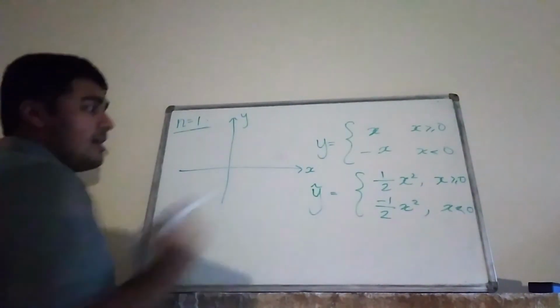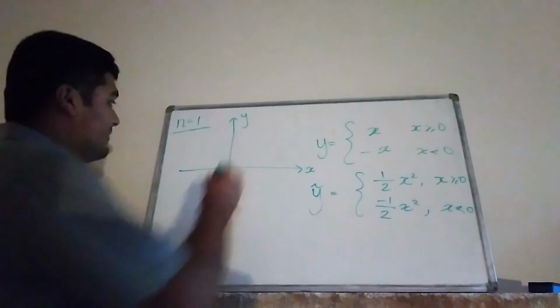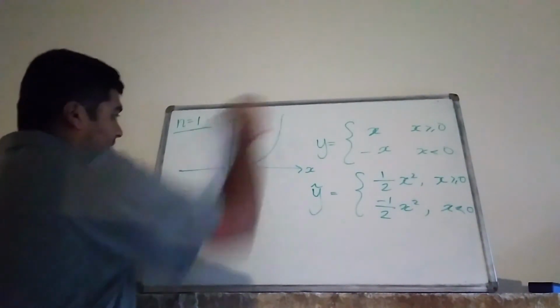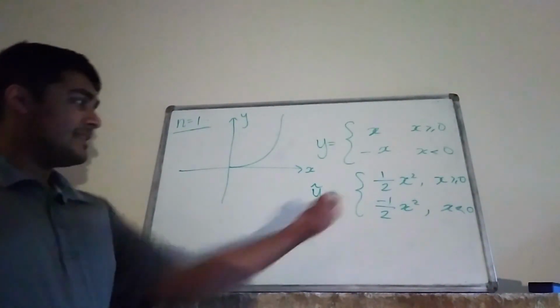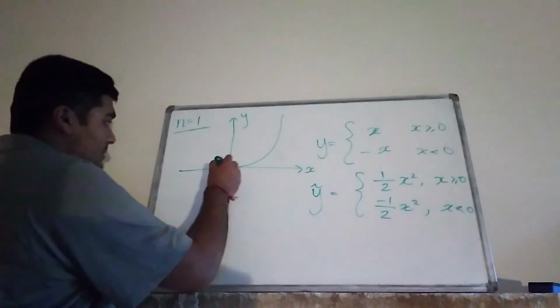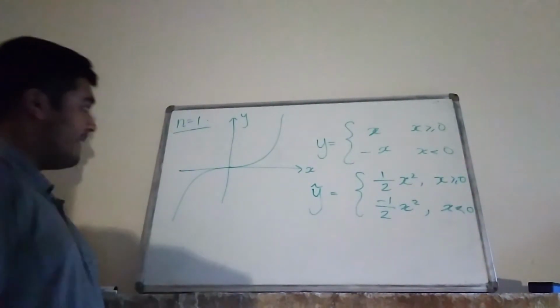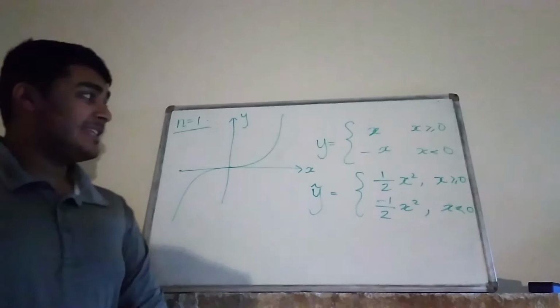Okay, so it's half x squared when x is non-negative, so it's going to look something like this. And then when x is negative, it's going to be minus a half x squared. So it's going to look something like this. Okay, let's check that it's differentiable.